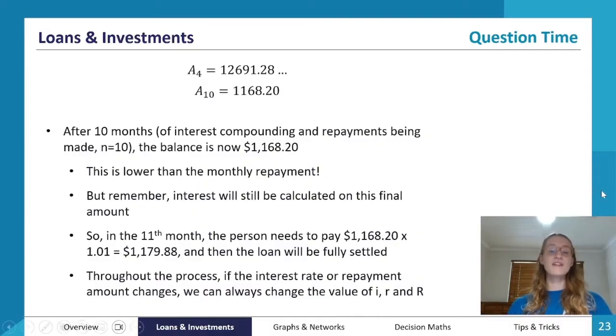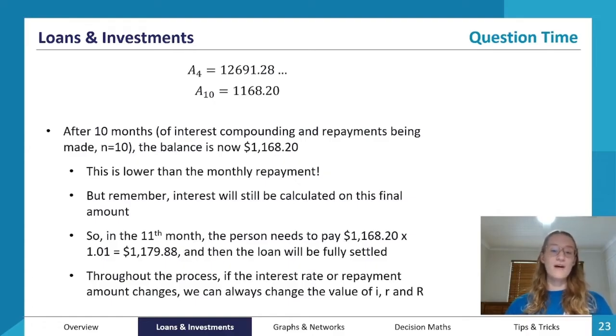Throughout the process, if the interest rate or repayment amount changes, we can always change the values of I, R, and R. If they said, for example, after 5 months, they changed the monthly repayments to $1,000, we could take that into account in our recurrence relation, but we didn't have to worry about that here.